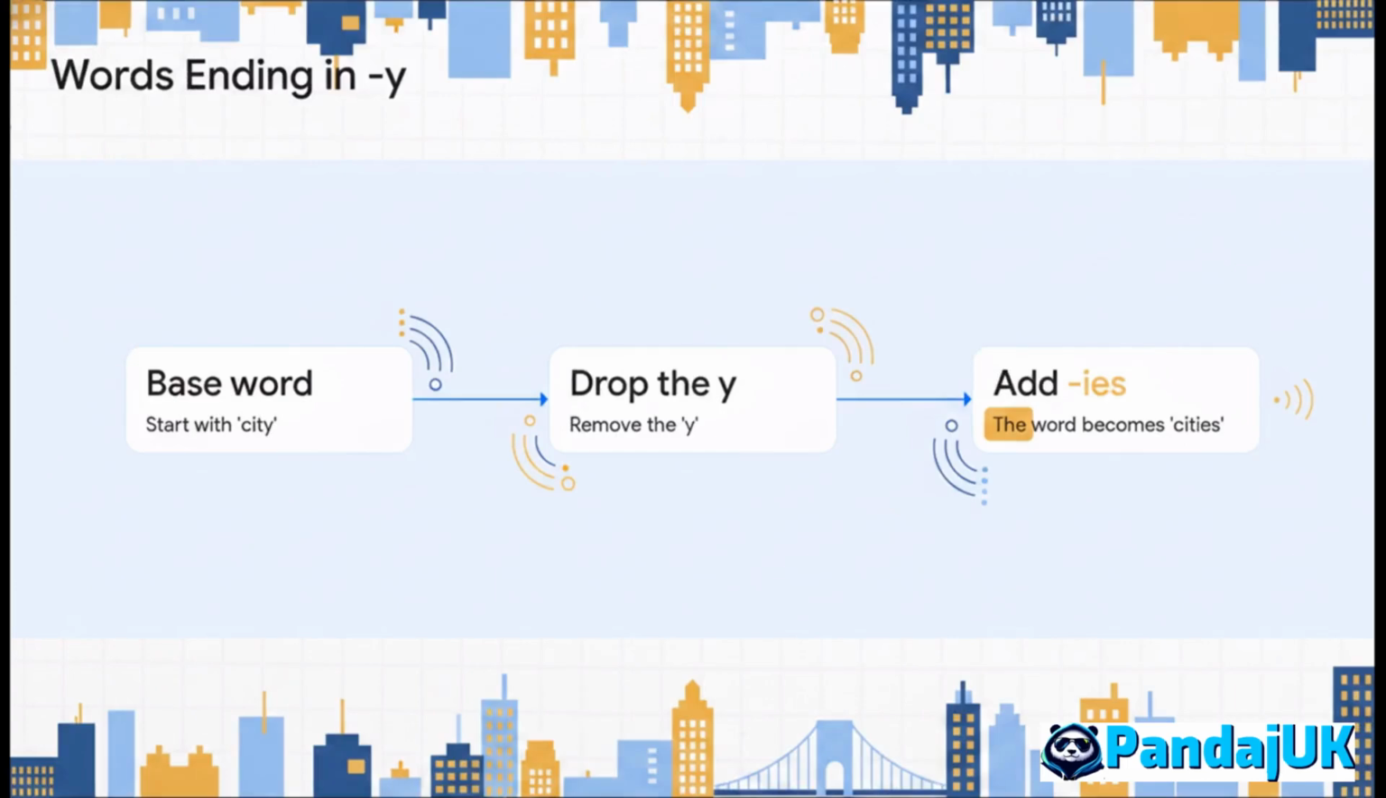Sometimes, though, the spelling changes a bit. Look at the word city. It ends in the letter Y. When a consonant comes before that Y, we drop the Y and we add IES, so the word becomes cities. For example, the UK has many cities.